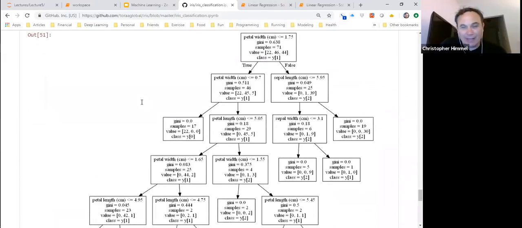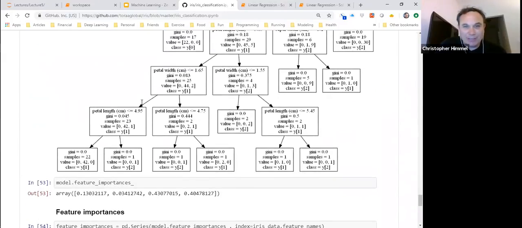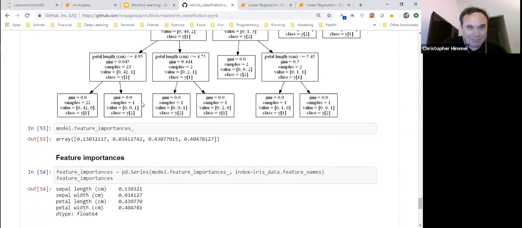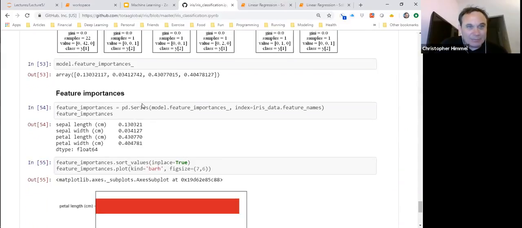Then we have a decision tree showing the final decision tree. That's very nice. Did a really good job here. And then show the feature importance. That's super important. So this shows the correlation, shows how important each one of your inputs is to that output.